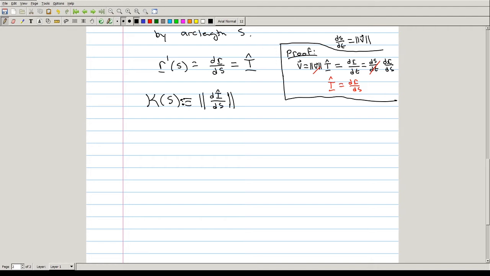So what this means then, right, we recall that the vector dT/ds was used to define the unit normal vector. If you remember, the unit normal vector was defined as the derivative of the unit tangent vector with respect to arc length divided by the magnitude of this derivative. And therefore, by the definition of curvature, the magnitude of the derivative of the unit tangent vector is going to be the curvature as a function of s.